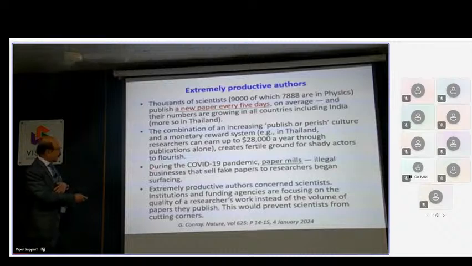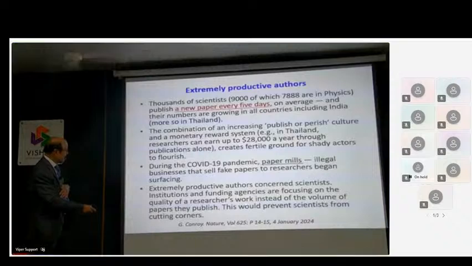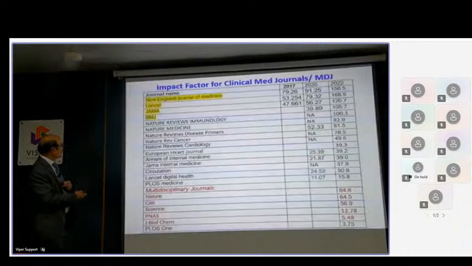During the COVID-19 pandemic, paper mills, illegal businesses that sell fake papers to researchers, began surfacing. Concerned scientists, institutions, and funding agencies are focusing on the quality of research and pay attention to quality rather than the quantity of papers published.